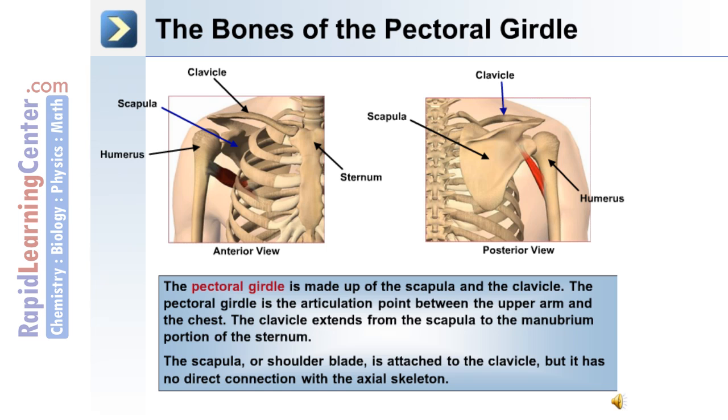The clavicle bone extends from the scapula to the manubrium portion of the sternum. The scapula, or shoulder blade, is attached to the clavicle, but it has no direct connection with the axial skeleton.